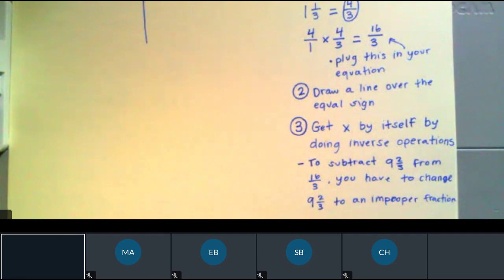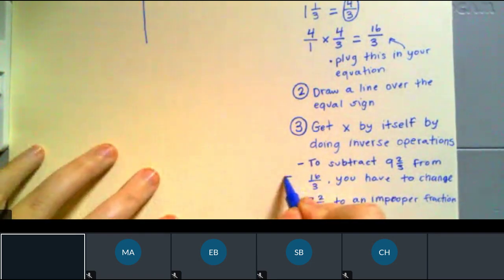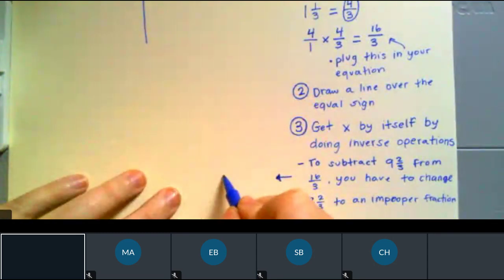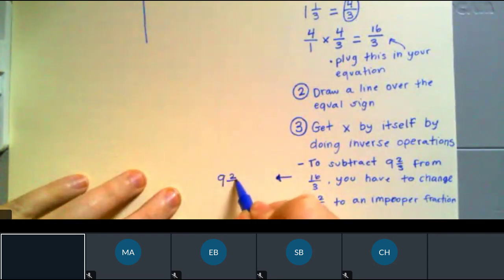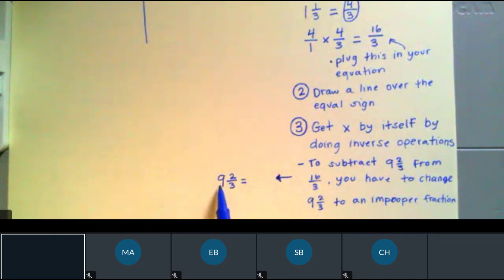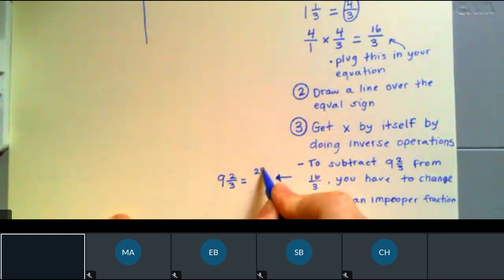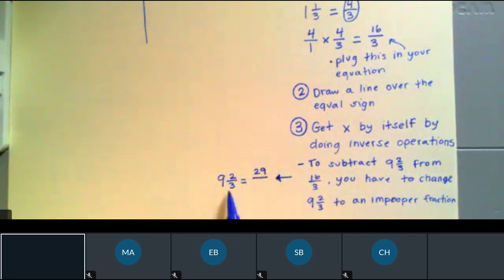Okay, so let's do that right here. We'll just draw a little arrow. So 9 2/3 equals 3 times 9, which is 27, plus 2 more, which is 29. So we would have 29 over, keep your denominator the same, so over 3.